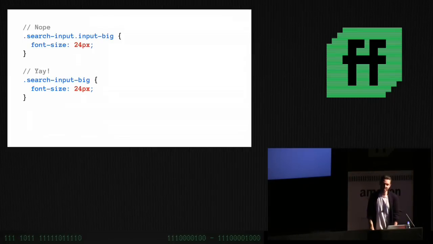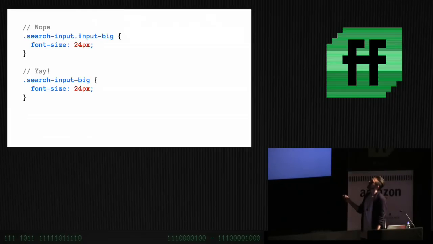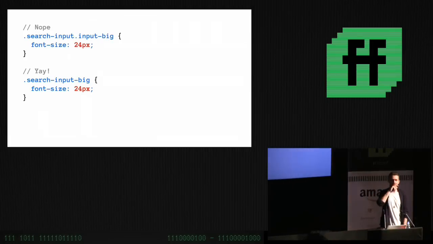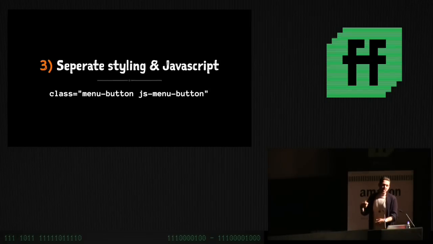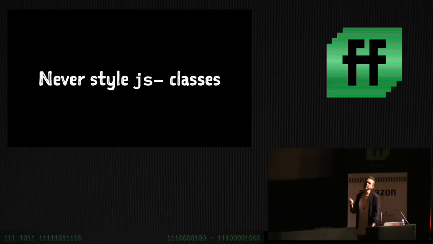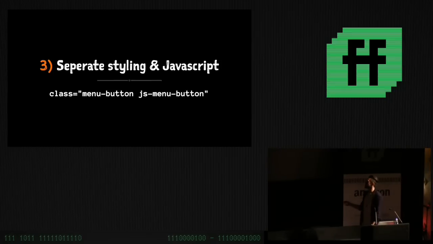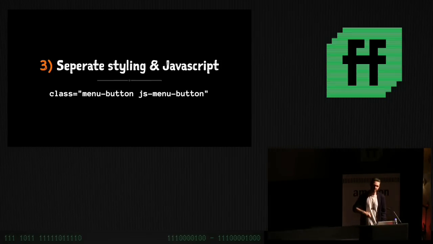Two, avoid adjoining classes. For example, here, if we're trying to do an input big on a search input, what you're really saying is, in this specific case, when these are together, set this font size. Then you should just do this. It performs better, and it's easier to work with and to test. So avoid adjoining classes. Three, separate styling and JavaScript. This is specific to CSS, right? You probably already do this. But when you do, never, ever, ever style those JS classes, right? Always add specific classes for styling and for JavaScript.